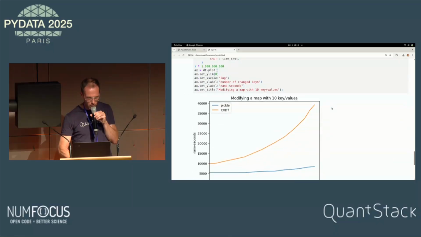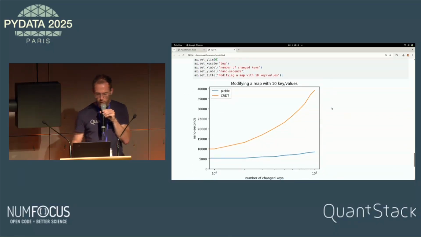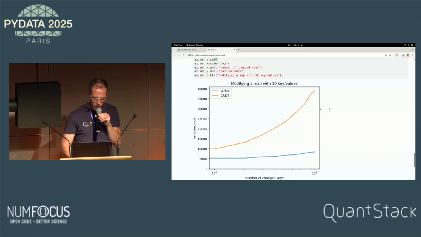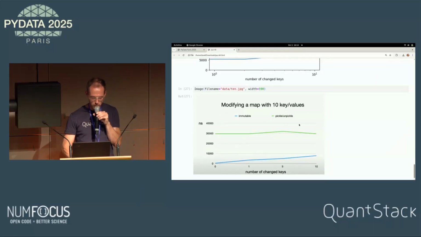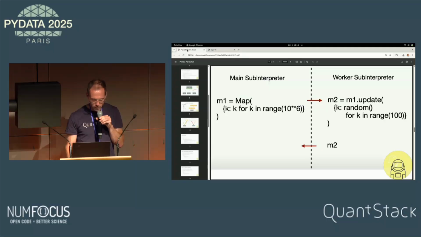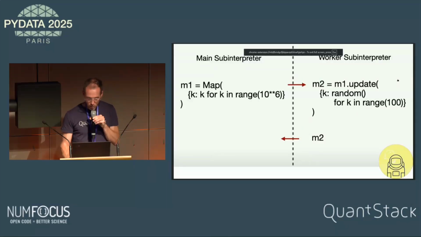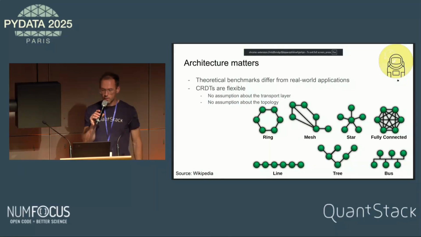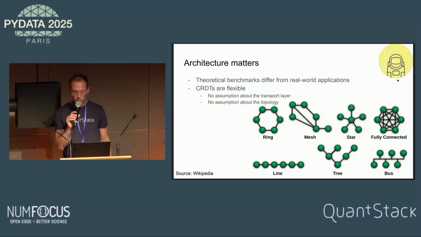If we try on a much smaller data set with only 10 key values, here we can see that CRDTs are still, in this case, slower than pickle, while it was the opposite for HAMT. So that's also a win for HAMT. But all this is very theoretical because it actually depends on the architecture in which we are going to replicate the database.